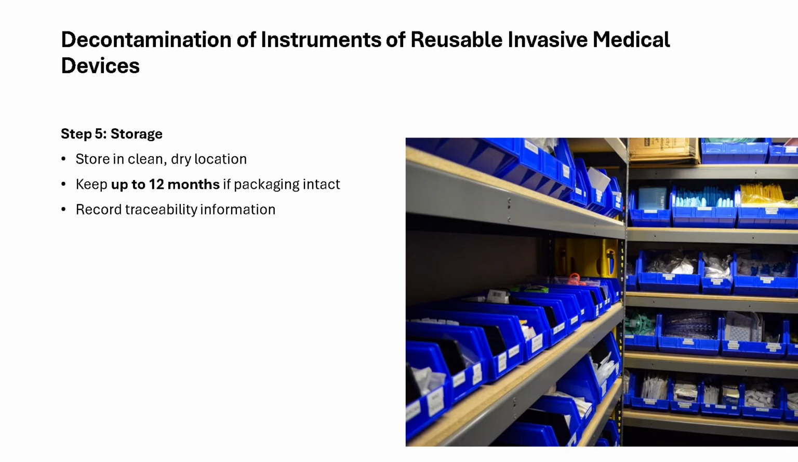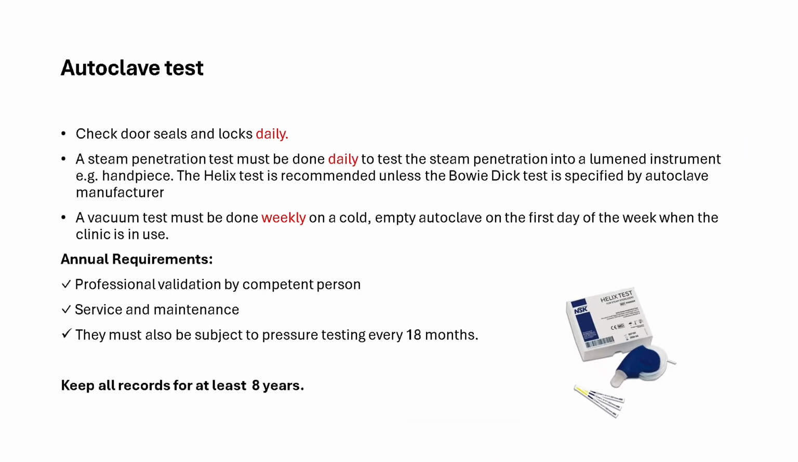After the sterilization cycle is complete, make sure the instruments are dry and you can then store them in a clean, dry location, and you can store them for up to 12 months. It's very important to check the safety and function of the autoclave. So daily checks include checking for door seals and locks and a steam penetration test, using either the Helix test or the Bowie and Dick test. A vacuum test must be done weekly on a cold, empty autoclave on the first day of the week, and the autoclave has to be serviced annually by a professional person. All test records and servicing records should be kept for 8 years.